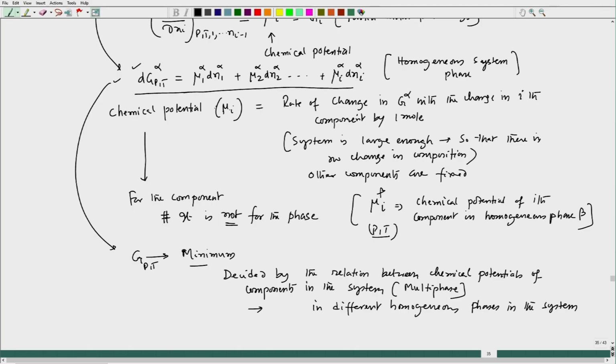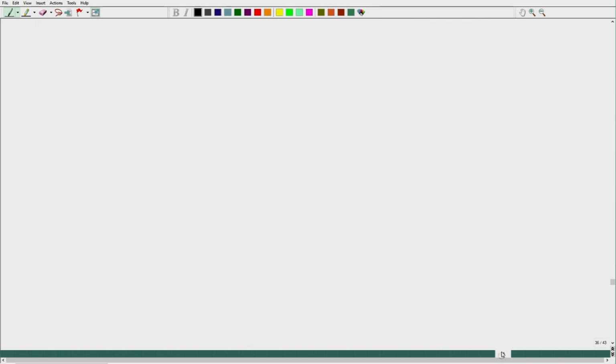Before I go to those situations, this is how minimization would take place. So, let us deal with this equation again. I can write delta G, let us consider P and T constant, so that we do not mention it here.